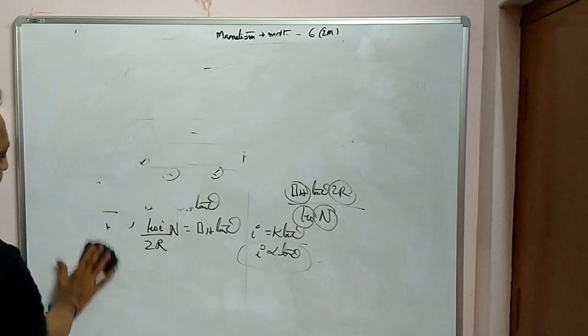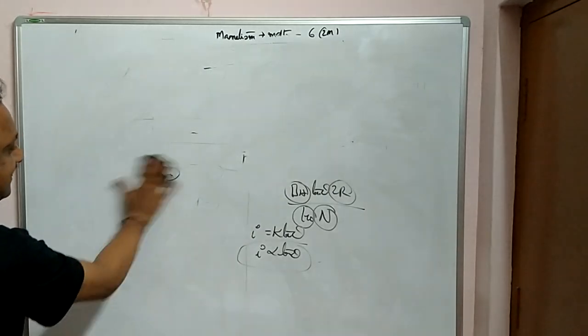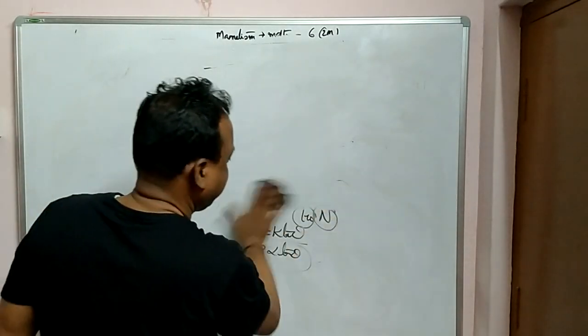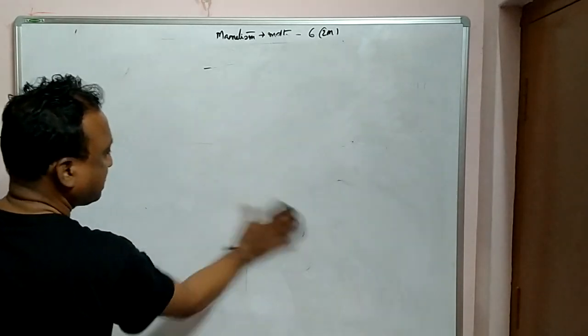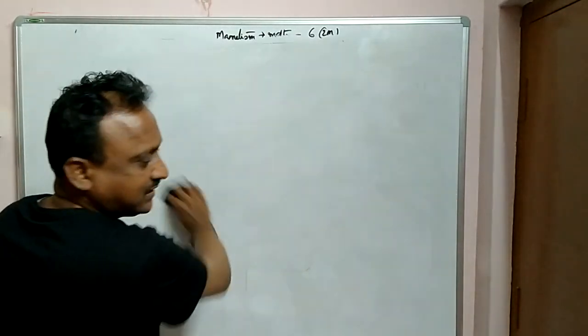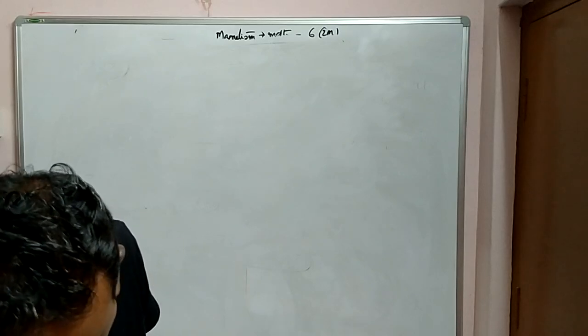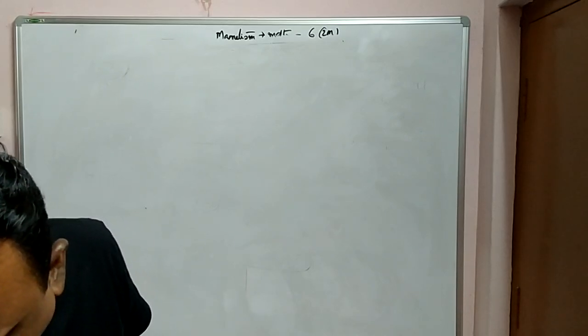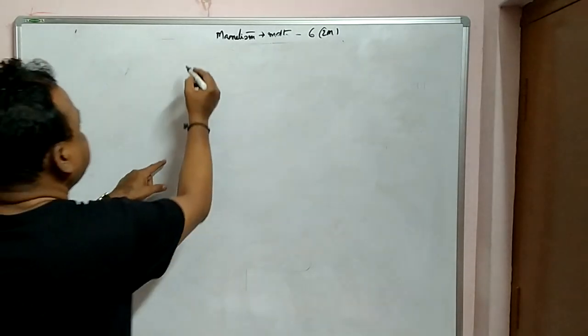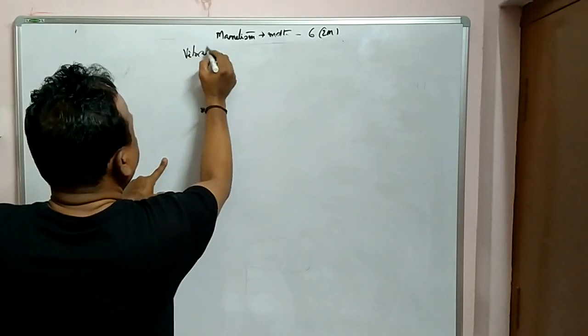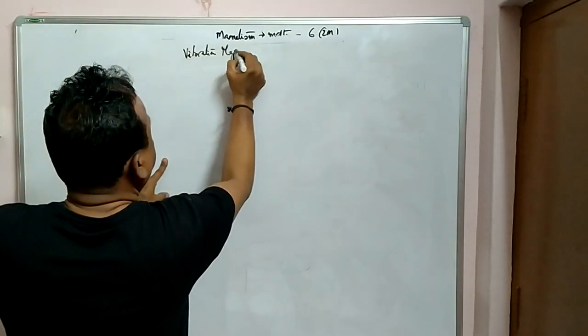In a moving coil galvanometer, I is proportional to theta. Here, I is proportional to tan theta. That is the major difference between the two. Okay? Now we'll see the next item, that is the vibration magnetometer.